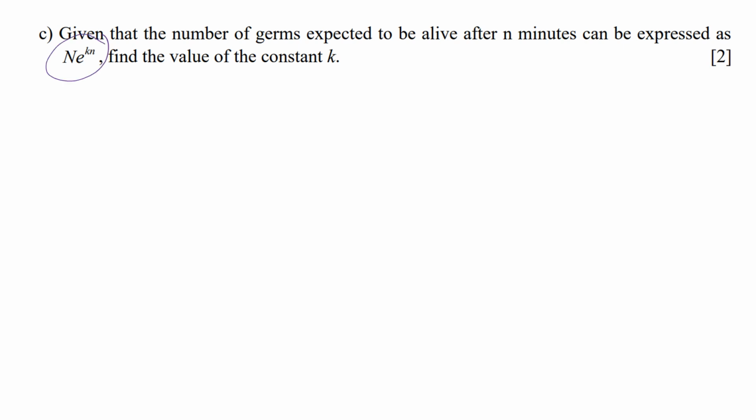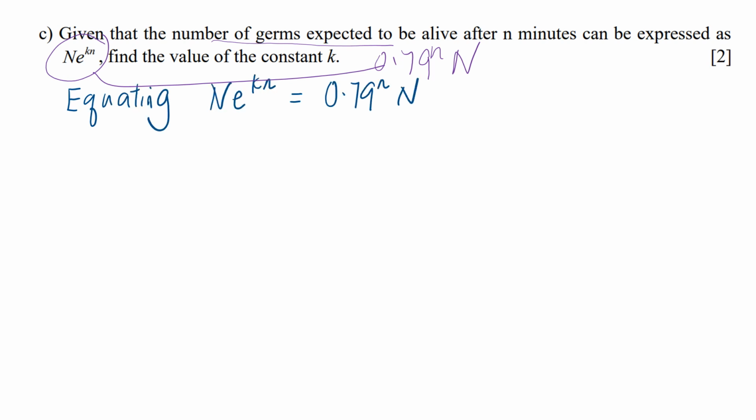This one is the formula for the number of germs expected to be alive. That means the number of germs that is left, which is this formula that we have found earlier on. So basically, these two are the same. They're talking about the same thing. So you just equate them. And you can just take away your N on both sides.